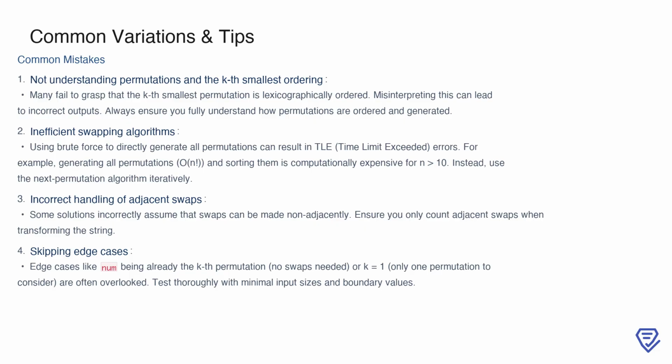Additionally, ensure your logic accounts for adjacent swaps only. Some solutions mistakenly allow non-adjacent swaps, which violates the problem's constraints. Finally, always test edge cases thoroughly. For instance, if the input number is already the kth permutation, no swaps are needed. Similarly, when k equals 1, the result is simply the original string, so these scenarios need special handling.